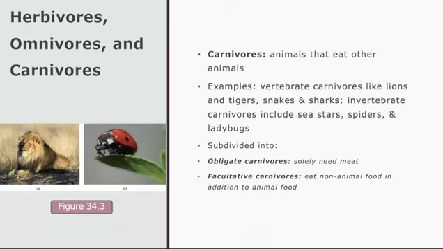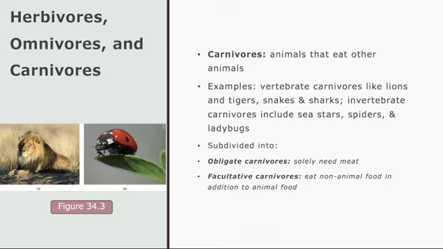The other category are our carnivores, and these are animals that eat other animals or meat. The word carnivore is derived from a Latin term that literally means meat eater. And examples of this would be our vertebrates such as lions and tigers, snakes, and sharks. And invertebrates would include sea stars, spiders, and ladybugs.